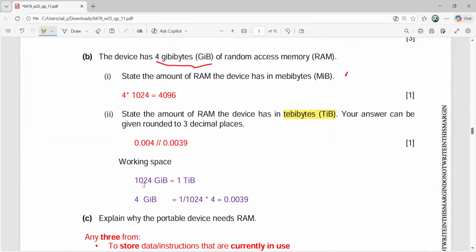I'll write down 1024 gigabytes equals 1 terabyte, and 4 gigabytes, that is my question, will be converted using the division process. So 4 gigabytes will be 1 divided by 1024 times 4. So when you do the division, what you obtain is 0.0039, or if you say to round it to 3 decimal places, then you can even write down 0.004. So any of this answer will be considered as a correct answer, and you will be scoring 1 out of 1. It's not difficult. It's very simple.